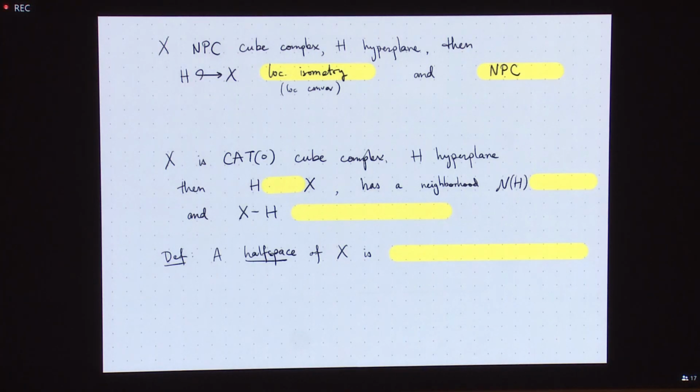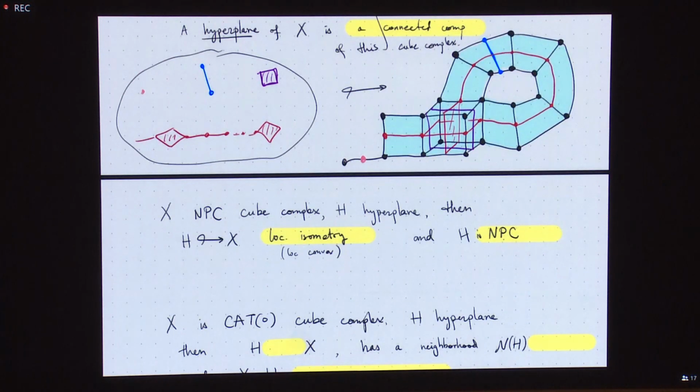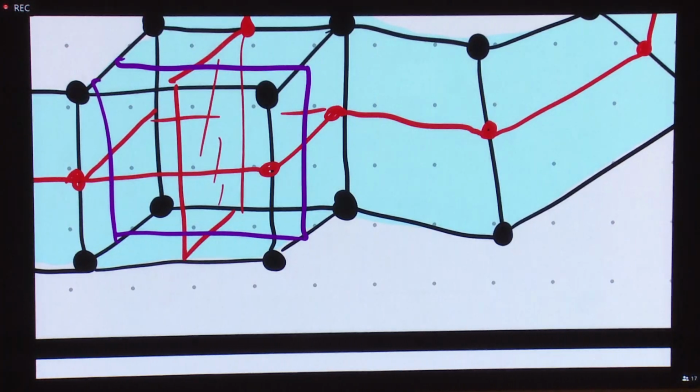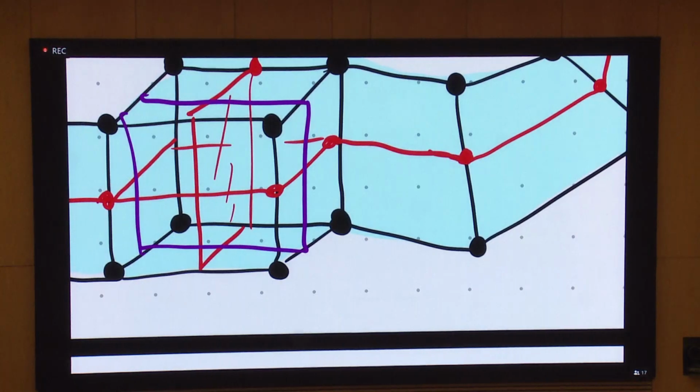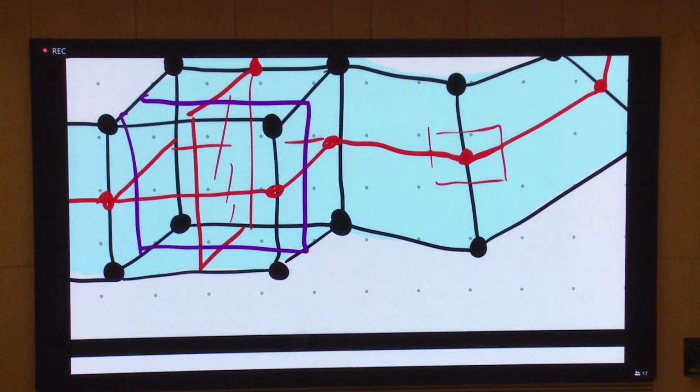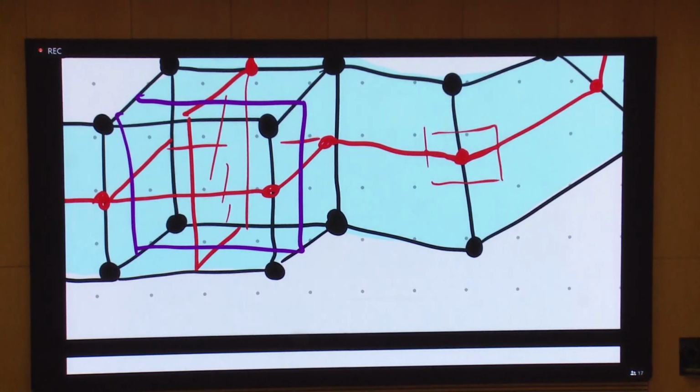So the hyperplane H is NPC. Each hyperplane itself is non-positively curved, and this is not a difficult thing. I mean, locally, we know how the map looks. It looks like taking H and putting it in H times an interval. If you look at a point of H, then H sits in something that looks like H times an interval locally.